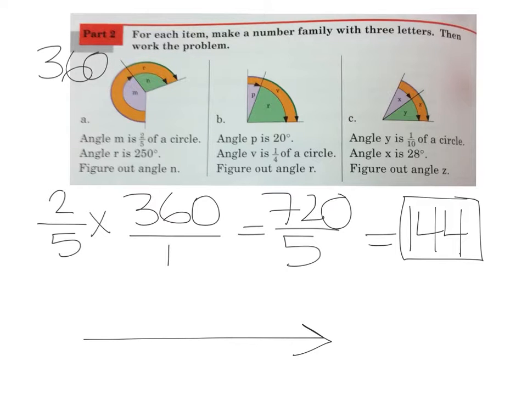So when I go to make my number family, I know that the three letters are M, N, and R, and I can see here, because the yellow part is so big, that R is going to be my big number. And I can know that M and N will both be small numbers because they're smaller parts, that when I add together these two smaller parts, it will equal the big angle or the big number that I have. So now I plug in the numbers that I know. I know that angle M, from what we've solved, will be 144. And I know from the problem that they gave us that angle R is 250.